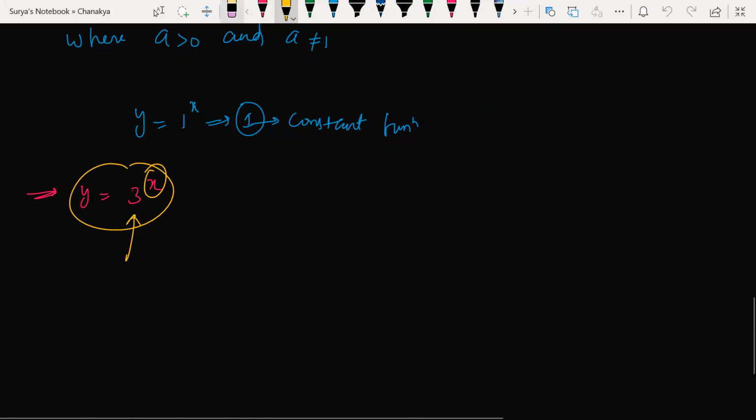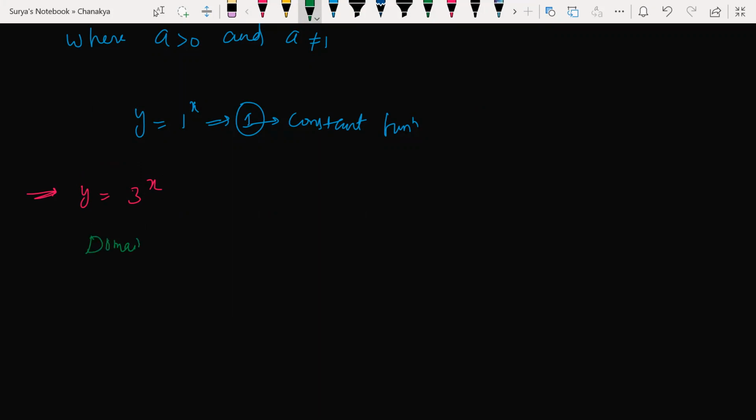And now tell me what is the domain and range. Let us talk about it. Look at this here. Domain is nothing but all possible values of x. Any value I can substitute, minus infinity to infinity. Any value you substitute, the function is going to turn out as a valid function. 3 to the power of x. Let me substitute 0, I'm going to get 1. Let me substitute 1, I'm going to get 3. Let me substitute 2, I'm going to get 9.